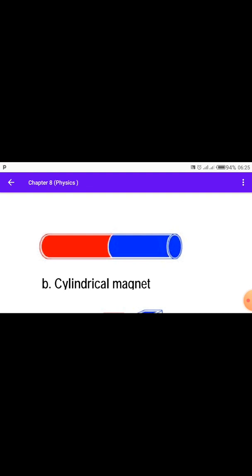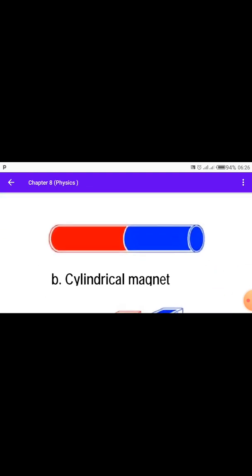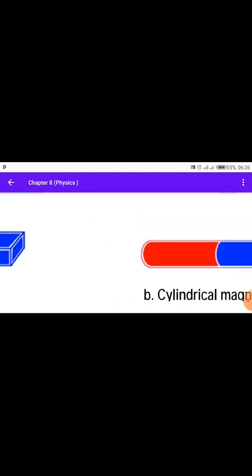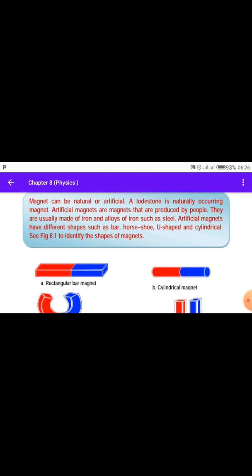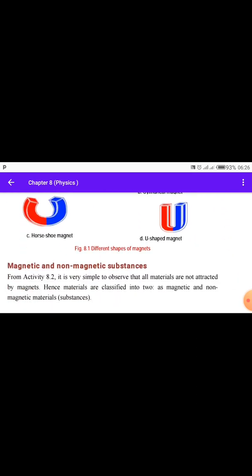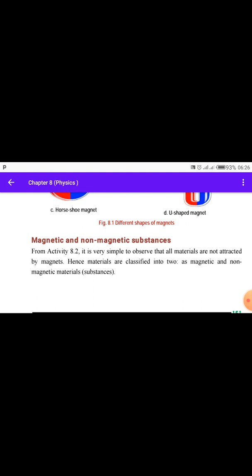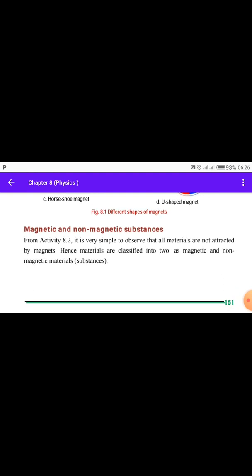In figure identify the shapes of magnet, okay. Magnet and non-magnetic substances. ስለዚህ magnetic substance አለ non-magnetic substance አለ. Ferromagnetic substance ማለት magnetic substance የምንላቸው ናቸው non-magnetic substance ደግሞ አሉ. In activity 8.2, here I think, so it is very simple to observe that all material are non-attracted by magnet.